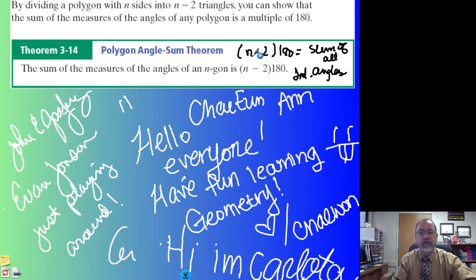Then it doesn't matter whether you know the number of sides, you can figure out how many angles or what the measures all add up to. Or if you know what the measures all add up to, you can just put the number in on this side, solve the equation for n, and figure out how many sides there are. So that's the polygon angle sum theorem, and that little exercise kind of gives you an idea of where it comes from.